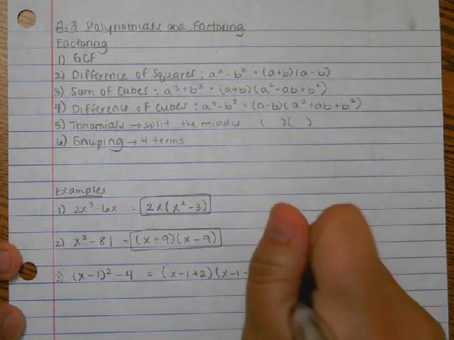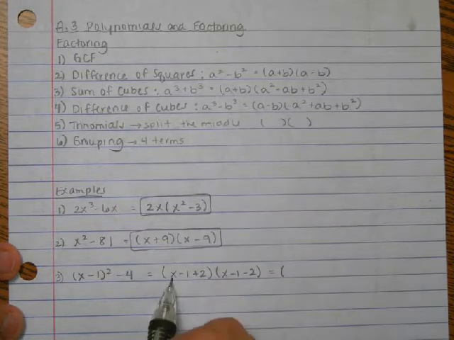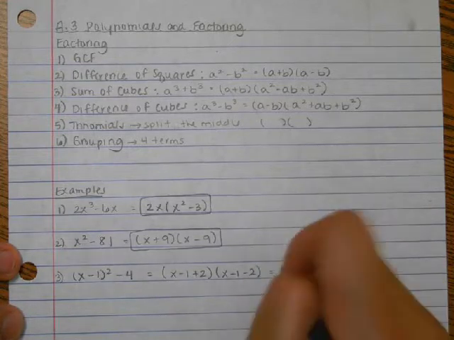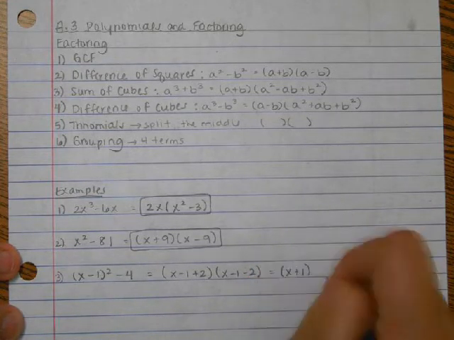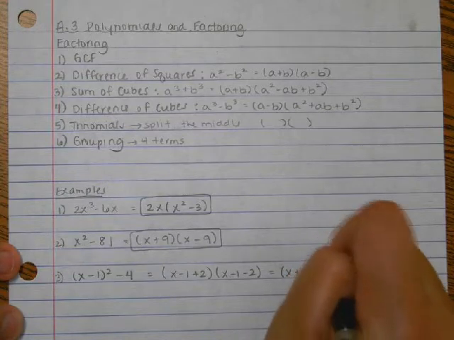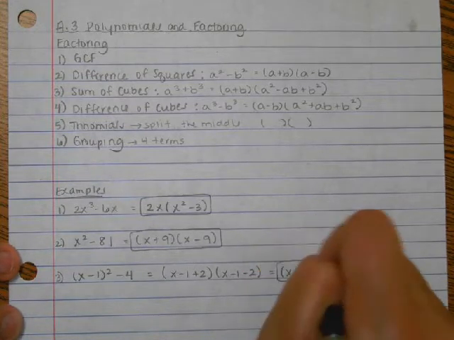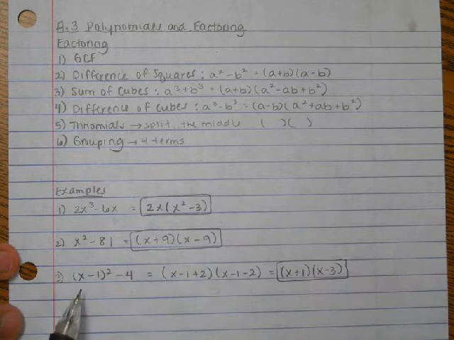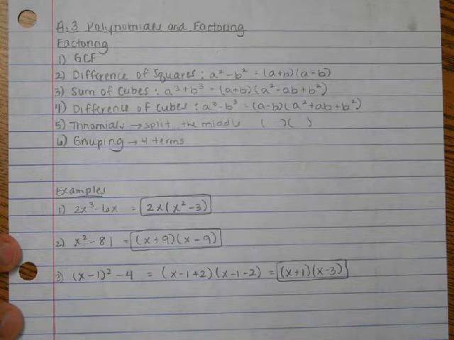If I simplify a little bit, negative 1 plus 2 is 1, so this would be (x plus 1)(x minus 3). So just because it doesn't look like number 2, this is still a square and it's still subtracting, so I can use our difference of squares method.